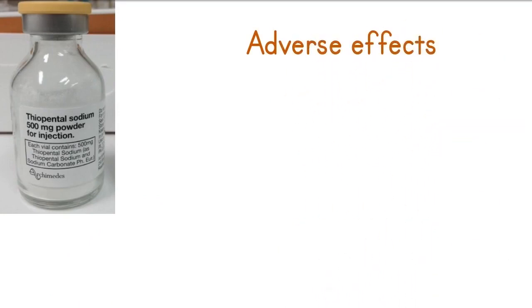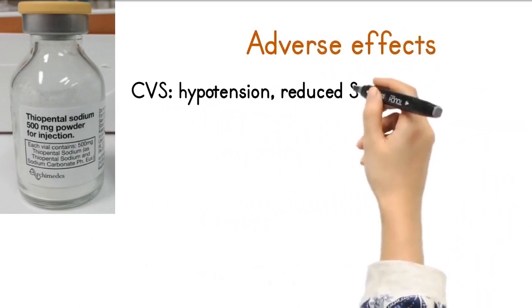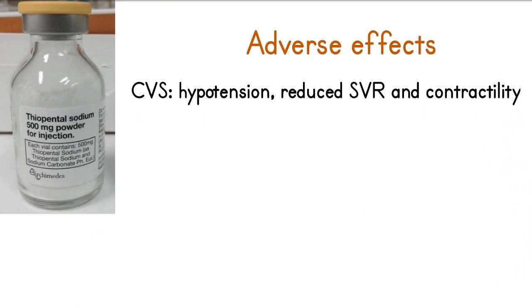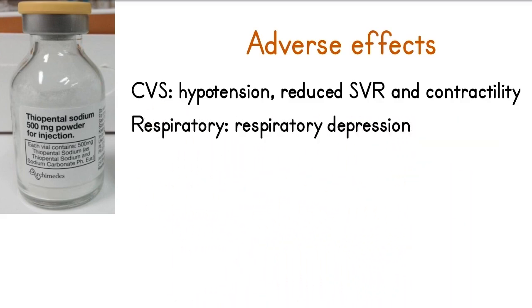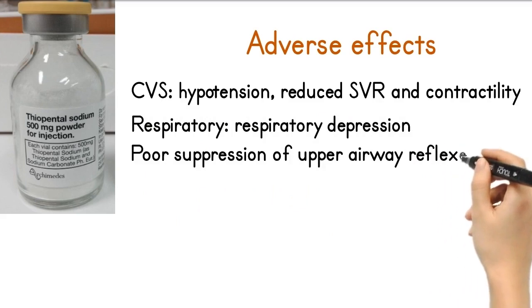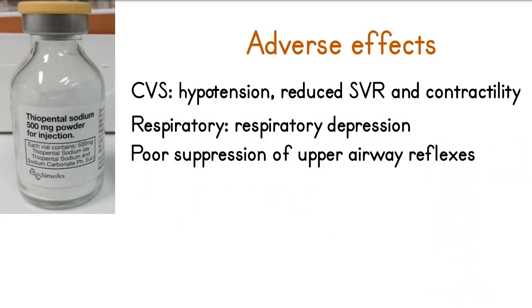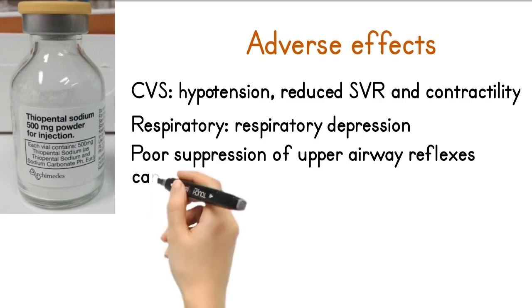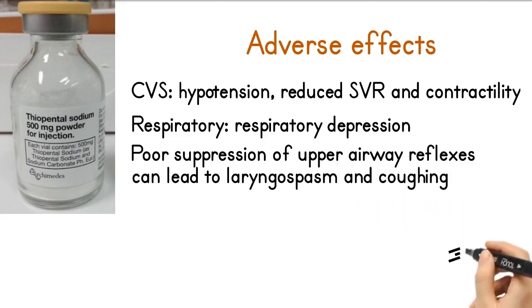Adverse effects of thiopentone are cardiovascular, hypotension, again due to reduced systemic vascular resistance and contractility, although the hypotensive effect is less pronounced than with propofol. Thiopentone also causes respiratory depression. It causes relatively poor suppression or even heightened upper airway reflexes at induction, and this can lead to laryngospasm or coughing if the airway is instrumented before anaesthesia is deepened with volatile agent.